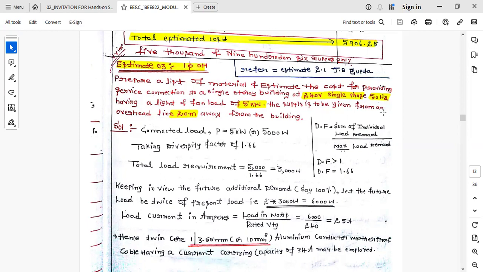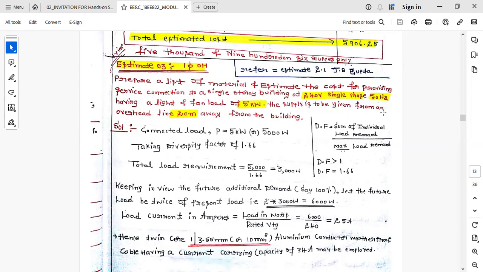The supply is to be given from an overhead line. They mentioned it is an overhead service connection, with the overhead line 20 meters away from the building. So we need to consider 20 meters, 5 kilowatt, overhead service, which means single phase supply. These are all the points we need to note down. Next, let's write the solution.